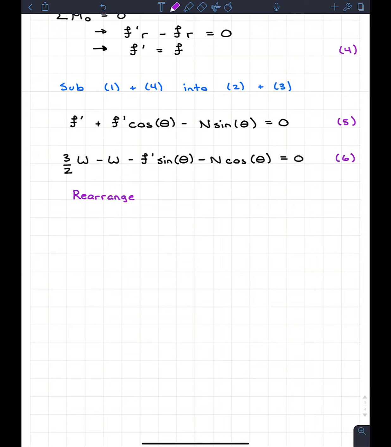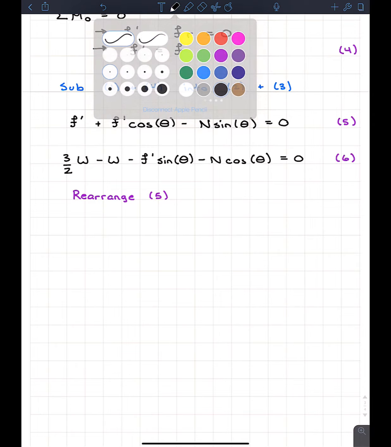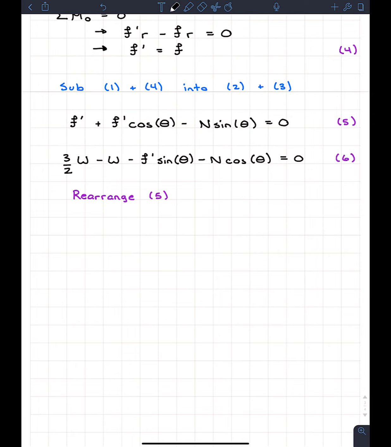Rearrange 5. So that's the top equation of the two. And we got f prime plus f prime cosine of theta. And if you guys know this from math, we can actually factor out an f prime. So we're going to have f prime, and then in brackets, we're going to have 1 plus cosine of theta. And then we have minus n times sine theta. Well, what I want to do is I'm going to move that to the other side. So this is equal to n.